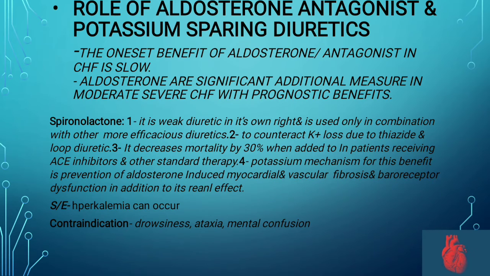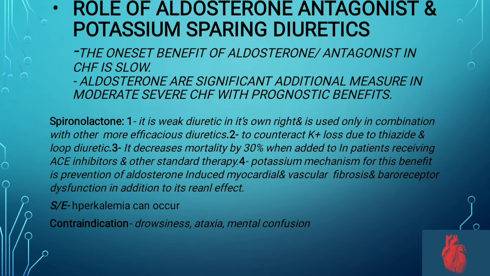Next is the role of aldosterone antagonists and potassium sparing diuretics. It has been realized that there is a rise in plasma aldosterone in CHF. In addition, it is well known for its sodium and water retaining action. It can be an important contributor to disease progression by direct and indirect effects, and it suggests spironolactone as a therapy for CHF. The onset of benefit of the aldosterone antagonist in CHF is slow. Aldosterone antagonists are a significant additional measure in moderate to severe CHF with prognostic benefits.